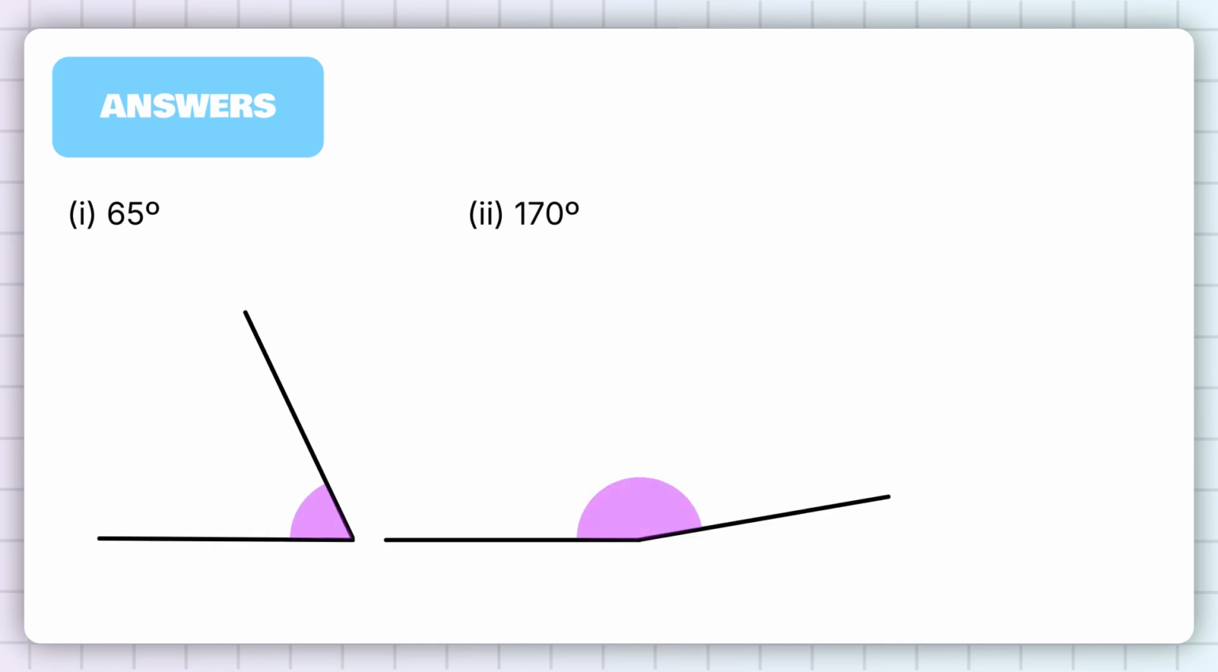Okay, so hopefully you've had some time to complete those 3 practice questions. Here are the answers. First, a 65-degree angle should look like this. A 170-degree angle should look like this. And finally, a 52-degree angle should look like this.